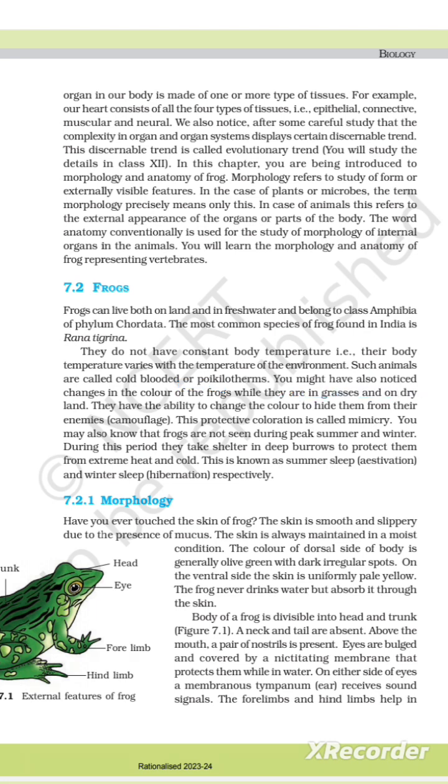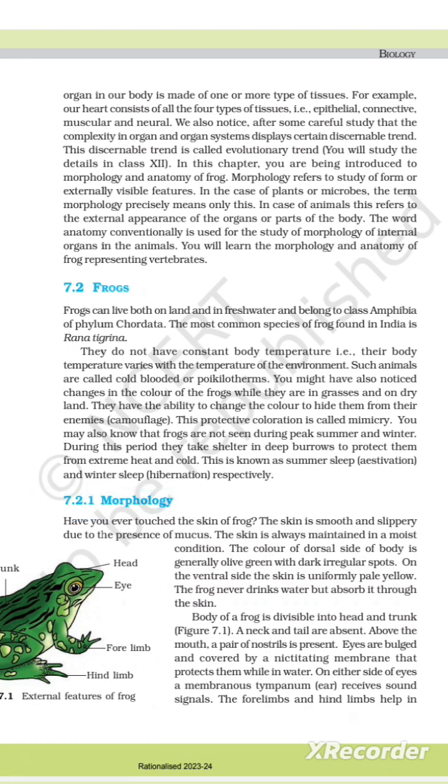You might have also noticed changes in the color of the frog while they are in grasses or on dry land. They have the ability to change the color and hide themselves from their enemies. Camouflage. This protective coloration is called mimicry. You may also know that frogs are not seen during peak summer and winter. During this period, they take shelter in deep burrows to protect themselves from extreme heat and cold. This is known as summer sleep, estivation, and winter sleep, hibernation, respectively.